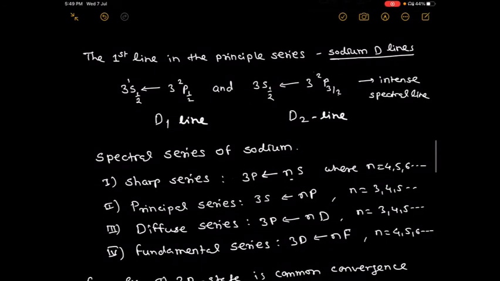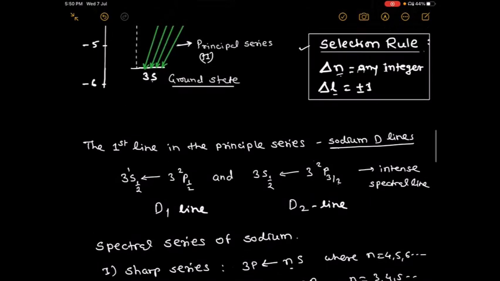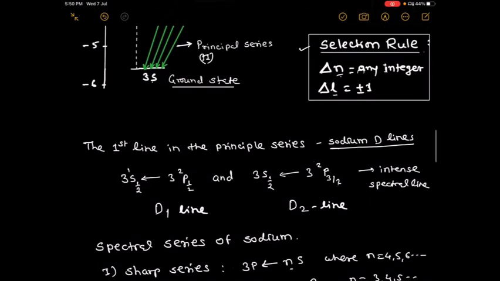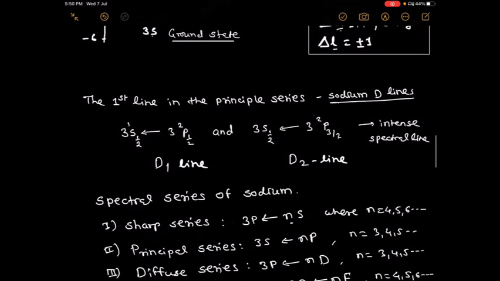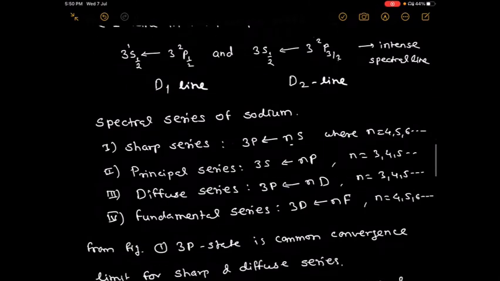Fundamental series, all running states are from F state, where N starts from N equal to 4, 5, 6 and so on, and it ends on 3D. In that way, each alkali element shows such a series of spectral lines once they satisfy the selection rule. The selection rule is delta N can take any integer value and delta L should be plus or minus 1. Only those transitions are allowed spectroscopically.